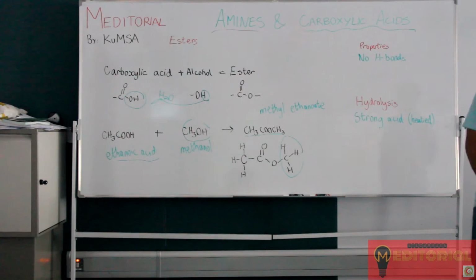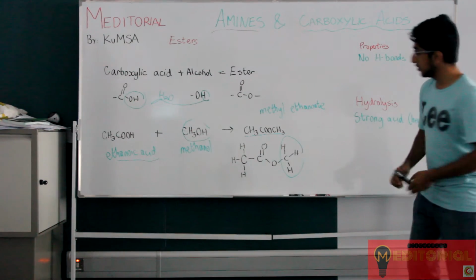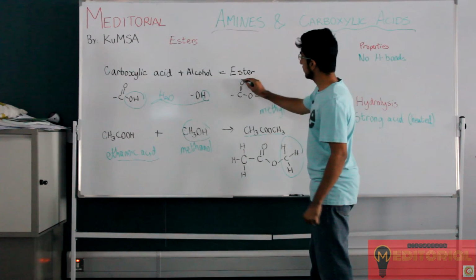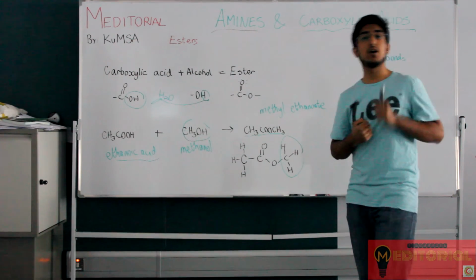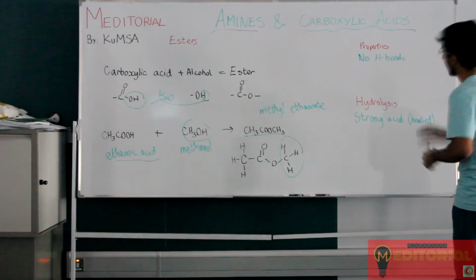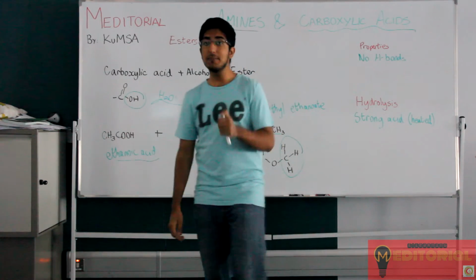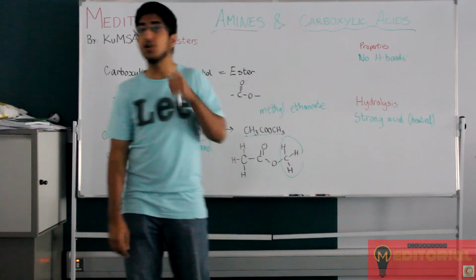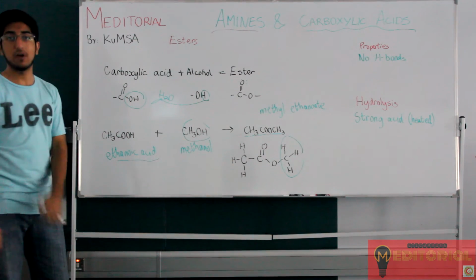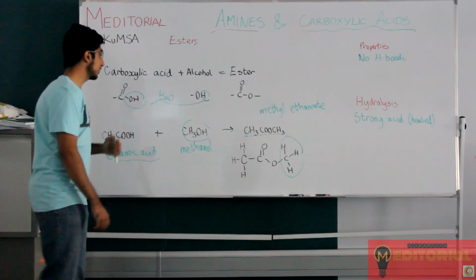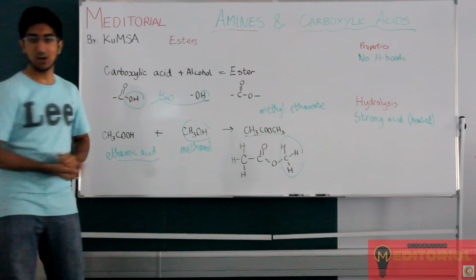As for the properties, it does not form any hydrogen bonds. However, it can accept hydrogen bonds because it does have O's, which have free electron groups. So it is able to accept hydrogen bonds, but it cannot form any hydrogen bonds. As for the hydrolysis, we can reverse this process using a strong acid. This is not like amides, which can be reversed using a strong acid or a strong base. For esters, they can only be reversed by using a strong acid. If you heat up the solution and put some water in, you can change esters back into their original alcohol and original carboxylic acid.